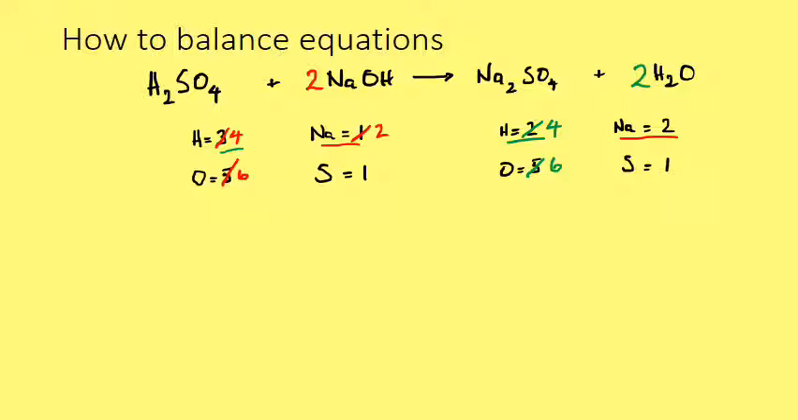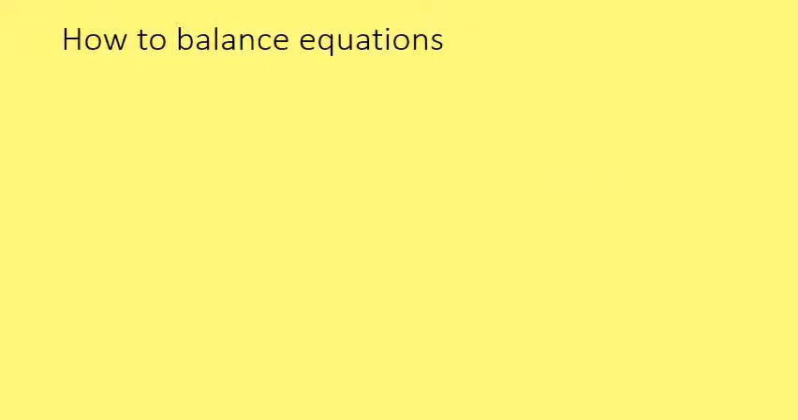And so now what you can do is, let's just switch color again. You can go through a little check. So hydrogens, we've got 4 and 4. Sodiums, we've got 2 and 2. Oxygens, we've got 6 and 6. And sulfurs, we've got 1 and 1. So now we can say that this equation, as is written here with the 2 sodium hydroxides and the 2 waters, is now balanced. So let's do another example.